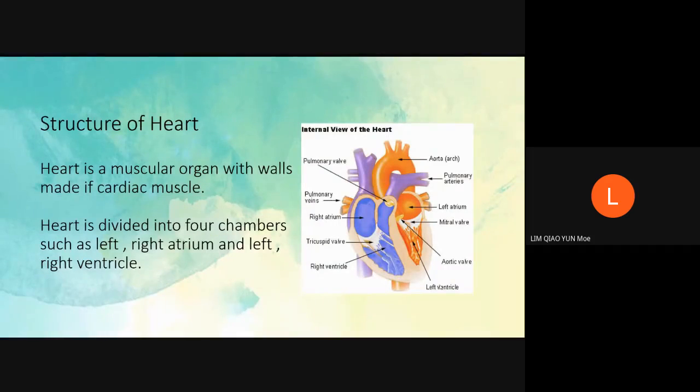First, let's talk about the structure of the heart. The heart is a muscular organ with walls made of cardiac muscle. The heart is also divided into 4 chambers, which are the left and right atrium and the left and right ventricle. At the side, we have the picture of the structure of the heart.